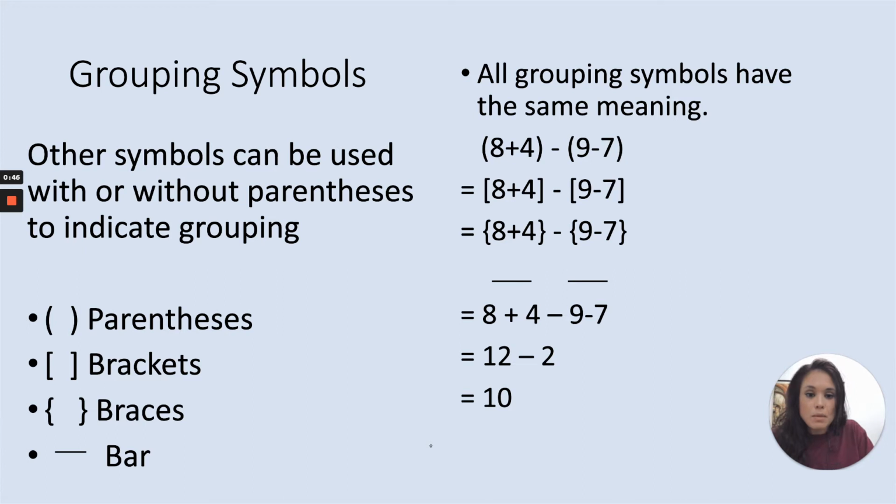Okay, so we have 8 plus 4 in these parentheses and these other symbols, the braces and the brackets. So you will evaluate what is in these symbols first. And 8 plus 4 is 12, and over here we have 9 minus 7 in parentheses, in braces, or in brackets. So you want to subtract what is in those symbols first, 9 minus 7, and get 2. And you can't forget the symbol here, the minus sign. You're going to put it in between, and 12 minus 2 equals 10.